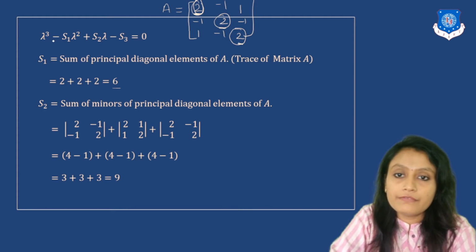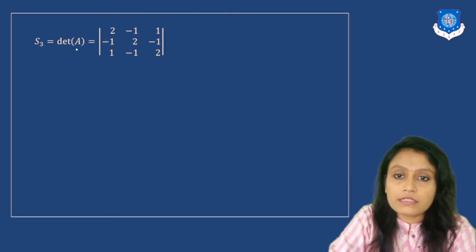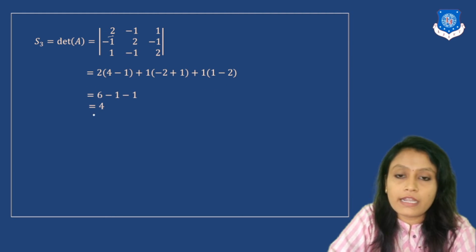Now we will find S3. S3 is the determinant of A. The A matrix is given, we will find its determinant. Firstly we will keep this 2 as it is and multiply it, so you will get 4 minus 1. Here we have minus 1, so it will become plus 1 into minus 2 plus 1. And plus 1 into 1 minus 2. Now simplify this, and you will get the answer of S3 as 4.